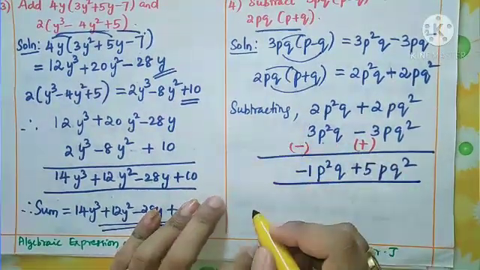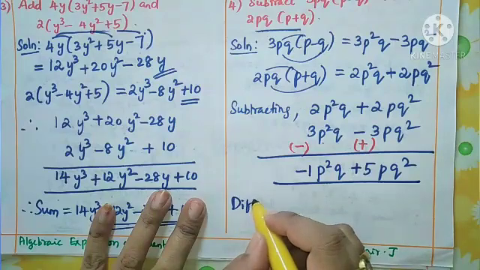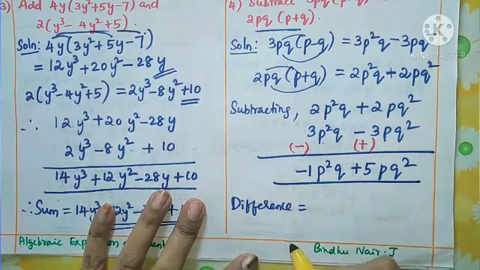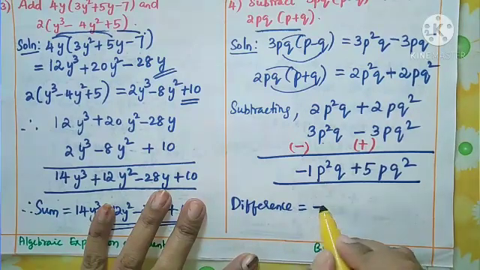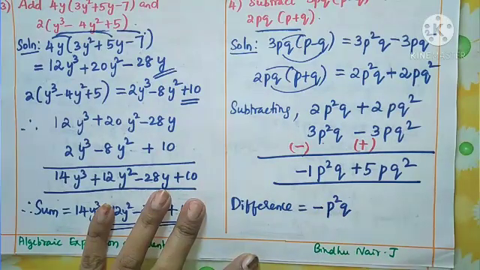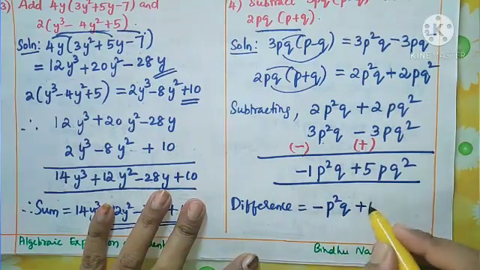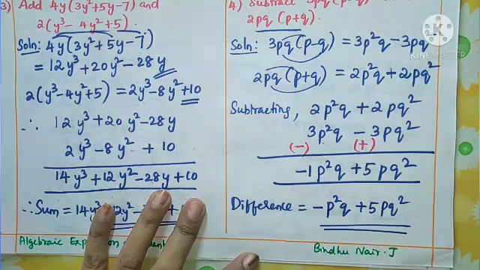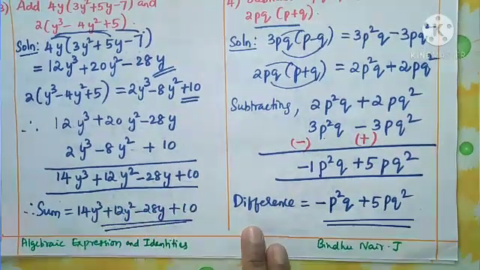So here because it is subtraction, you want to write difference. Difference is equal to minus 1 p²q, also you can write, or you can leave this one and write minus p²q. Both are same meaning. So minus p²q plus 5pq². So that is the difference of the given two polynomials.